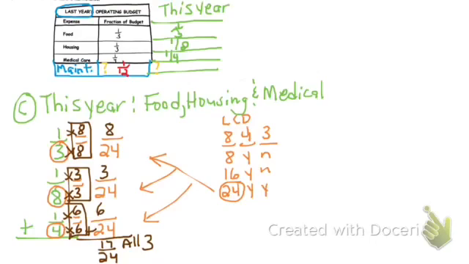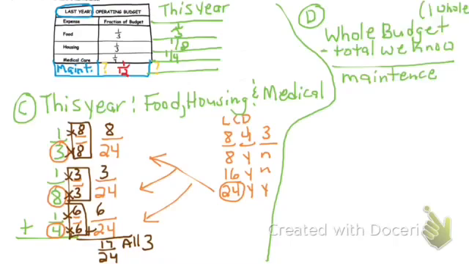So now I have to take all three and subtract it from the total budget for the year. I set myself up for part D. Okay, total budget is one whole budget for this year. So I'm going to do my one whole budget minus the total that we know for food, housing, and medical care, and that will give me the maintenance. So I'm going to say my 1 minus the 17/24 that I just found. Remember, fractions go in their own column. This is where I got that 17/24 from.